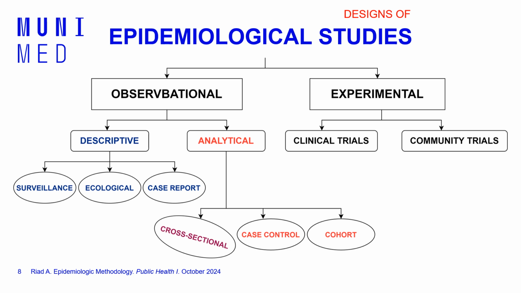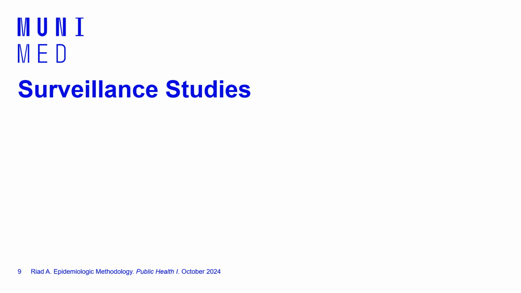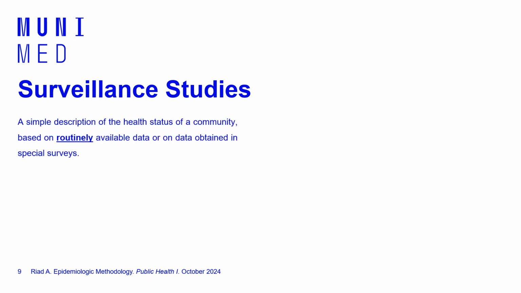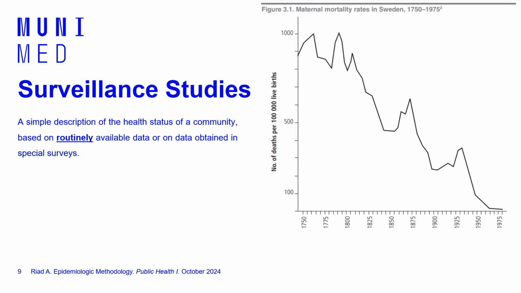Okay? And now let's jump to the very first type of epidemiologic studies, which are called surveillance studies. In surveillance studies, epidemiologists do not make any effort to collect data from the population or from the field, because they rely on data that has already been collected routinely in society. For example, you can see here the maternal mortality rates. Maternal mortality rates are routinely collected by the central government and kept for other purposes, not only for the health sector, but for other sectors of the state administration.